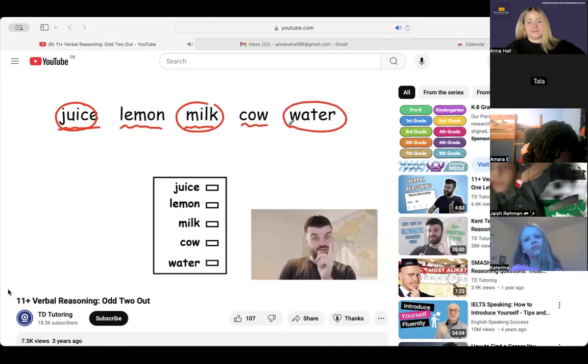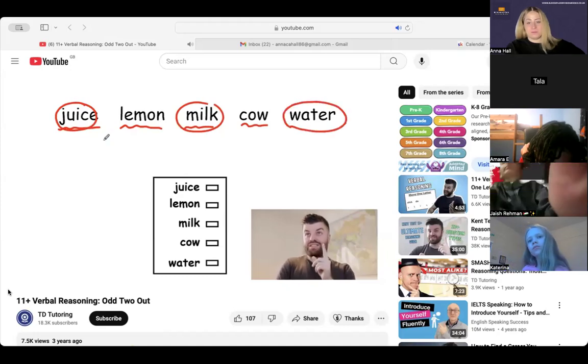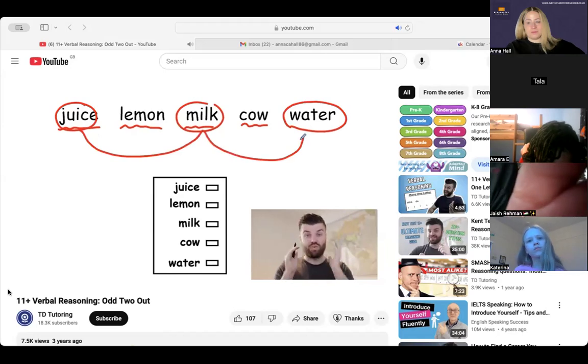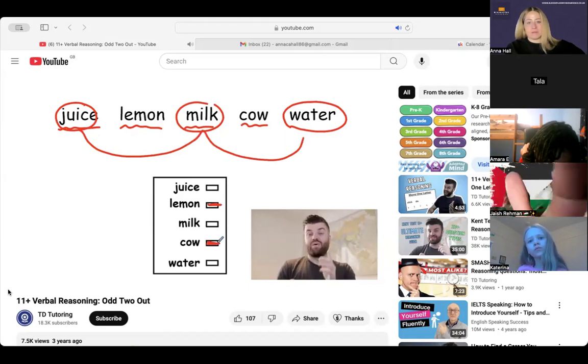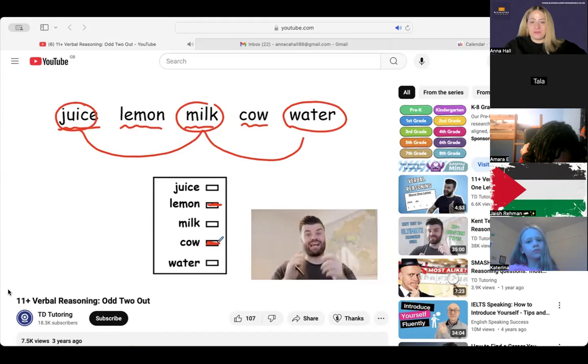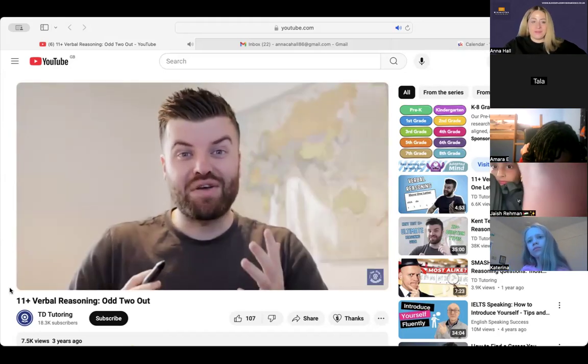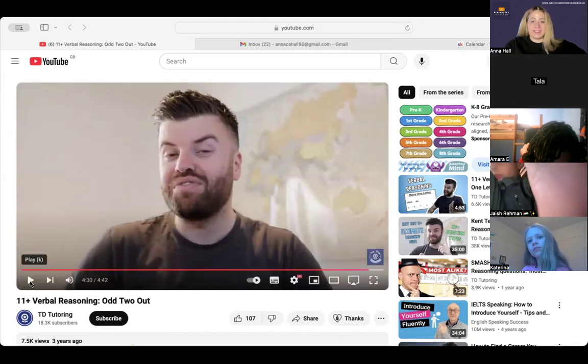Water is something we can drink. Those are the three words that go together: juice, milk, and water, because we can drink them. Therefore, the answer to the question, and on our answer sheet, we will mark lemon and cow. Those are the two odd words out. We hope you found that useful and that it helps you in your preparation.